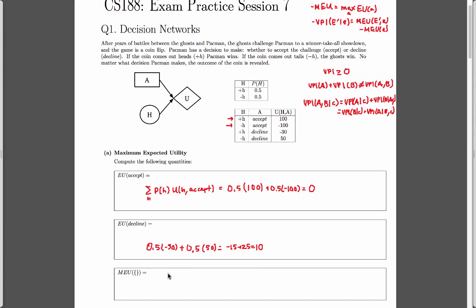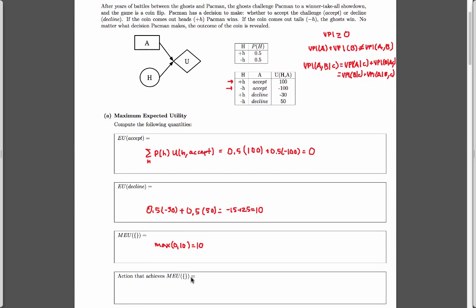So now we want to compute the maximum expected utility with no information about heads, and this is simply the max over the two possible actions that we can take, which is accept and decline. So this is the max of 0 and 10, which is equal to 10. And the last question is asking, what is the action that achieves this maximum utility? And we can just look back at how we got to 10, and we see that the action is decline. So the action that Pac-Man should take to maximize his expected utility is to decline the offer.